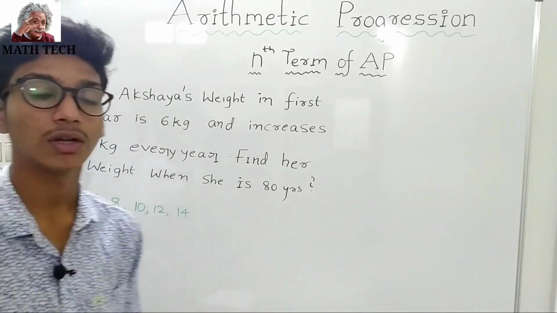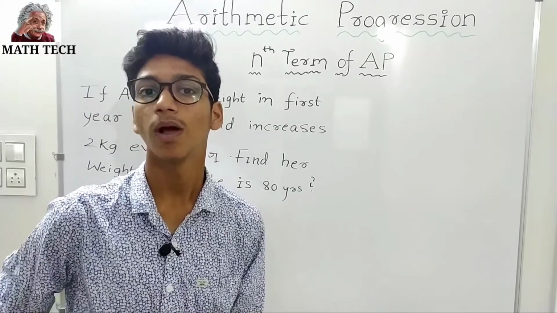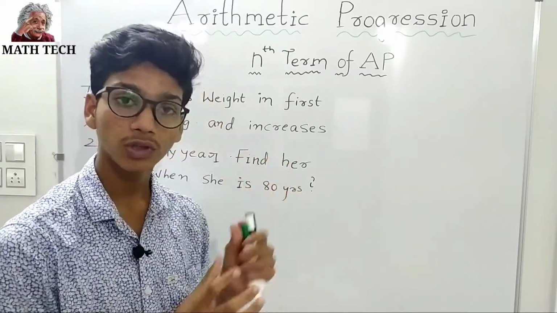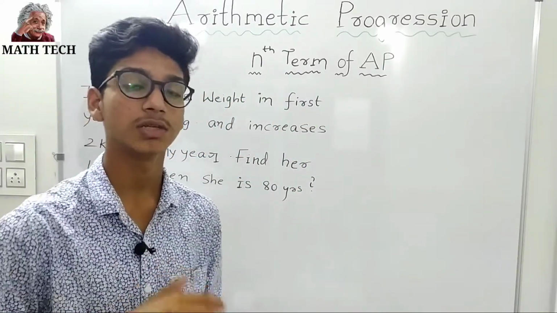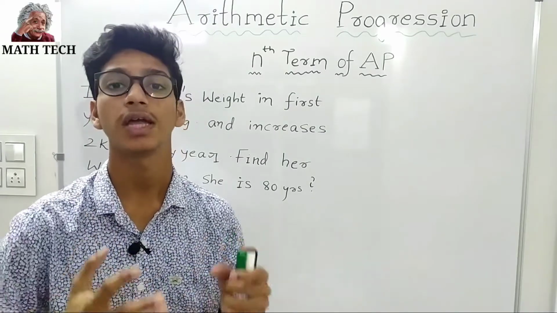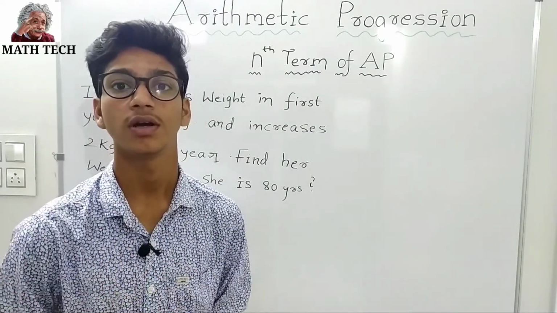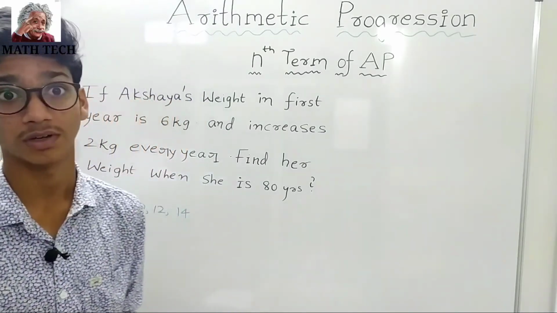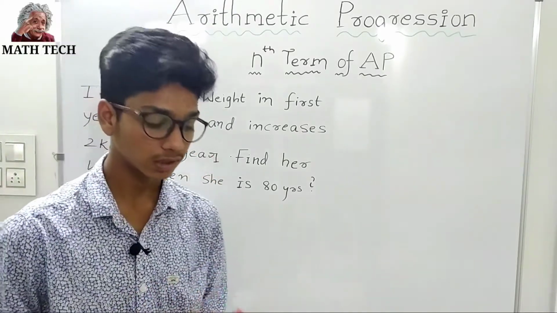I have seen in many videos on YouTube, there is no proof for that nth term. They simply say that an is equal to a plus n minus 1 times d. How did it come? What is the proof of that? So now let's see that.